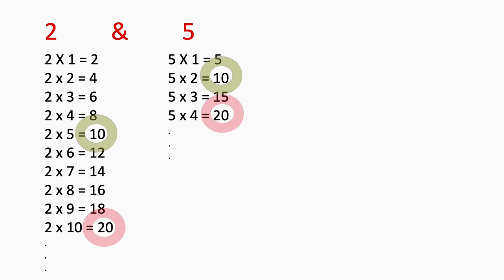Well, let me tell you something. As soon as we see a common multiple, we know that it's the least common multiple, and we stop the process of finding the least common multiple.